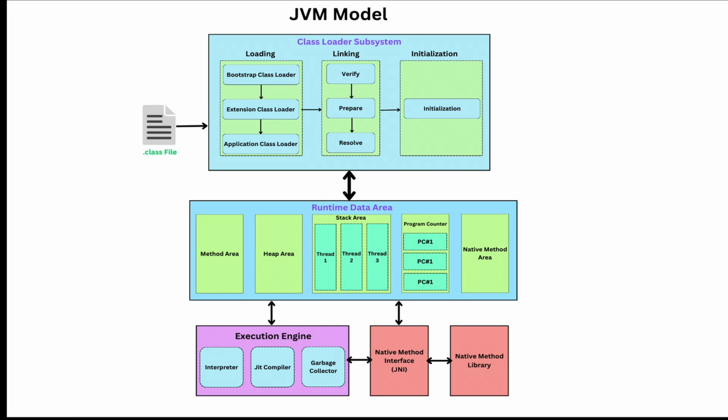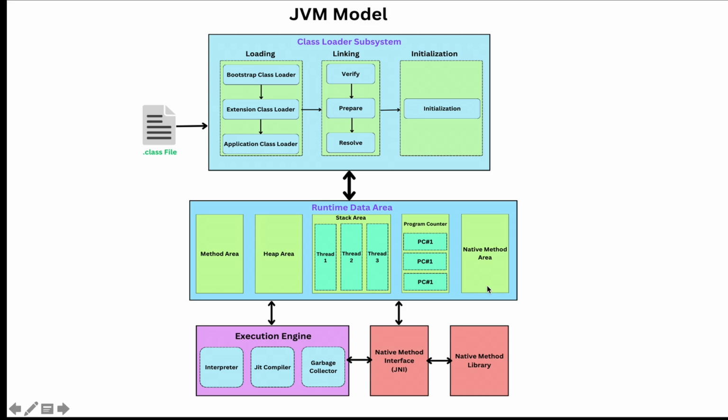Then we have the runtime data area. Inside the runtime data area, we have multiple blocks. One is the method area, then we have the heap area, then we have the Java stack area. Inside the Java stack area, you can see multiple thread stacks. So for however many threads we have created, a separate stack is created. Same for the program counter. For each thread, one program counter is created. So consider we have created four threads. So four program counter registers will be created.